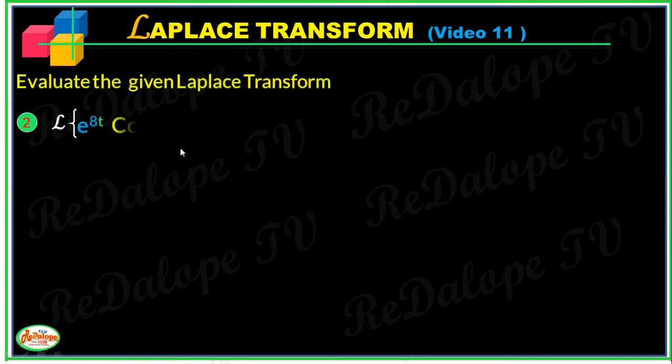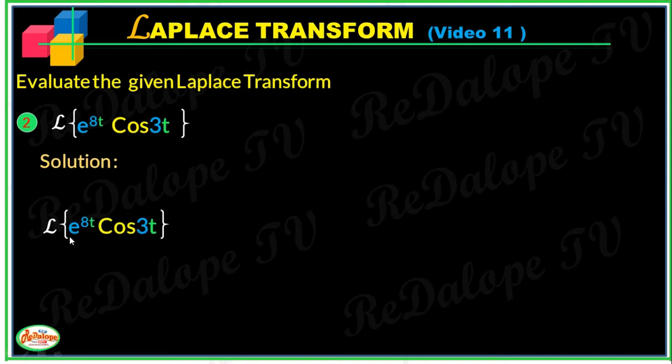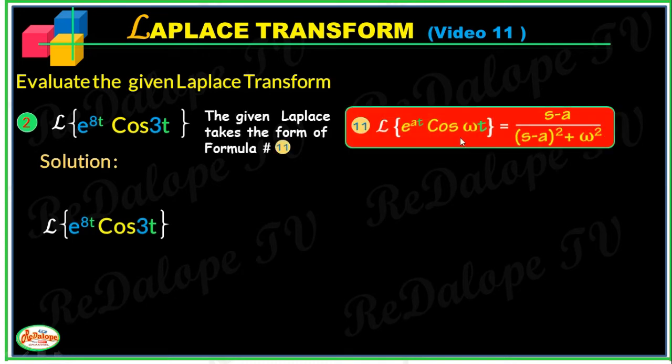For number 2, we have the Laplace of e raised to 8t multiplied by cosine 3t. Since this transform problem takes the form of formula number 11, we can say that e to the at is equal to e to the 8t, and cosine 3t is equal to cosine of omega t. Therefore, a is equal to 8 and omega is equal to 3.